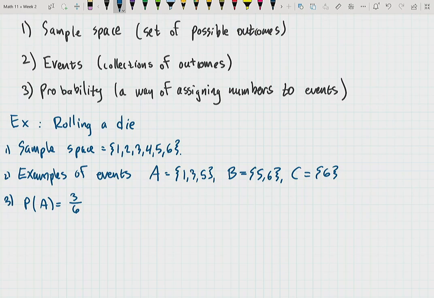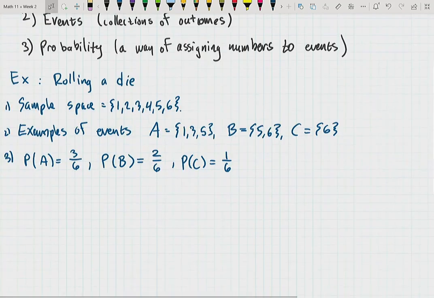because there are 3 outcomes that would make that event true. Similarly, there are 2 outcomes that would make B true. That is to say, you either roll a 5 or a 6. And there's only 1 that makes C true. But these numbers are based on the assumption that it's a fair die. In other words, each one of these outcomes is equally likely. This isn't always the case, though. But it is here, and it's why we were able to assign probabilities to those events.